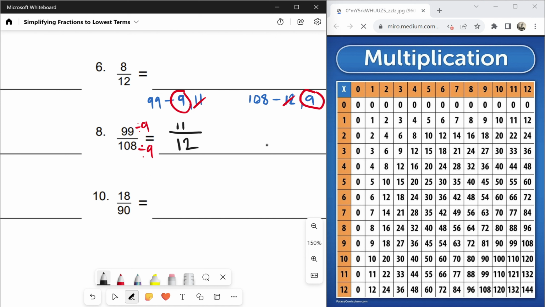Let's check out our 11. We'll see what 11 divides by. So 11 can be divided by 11 or 1. Okay, 11 and 1. That's what makes it a prime number. It can only be divided by itself or 1.